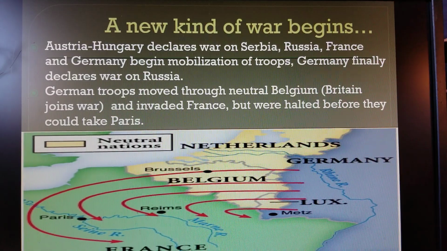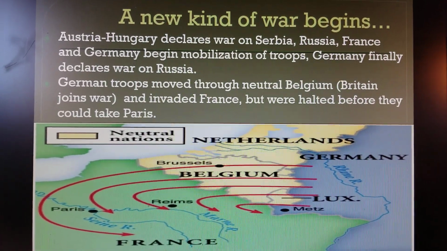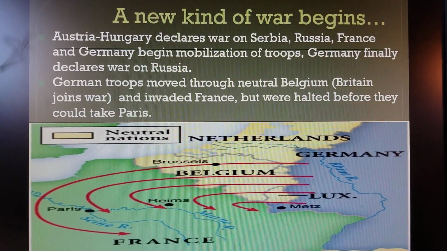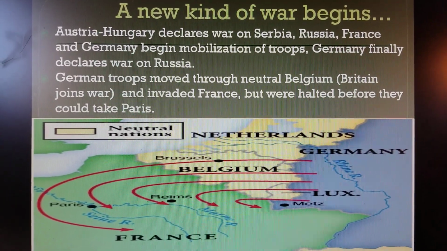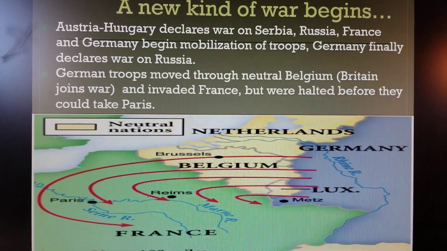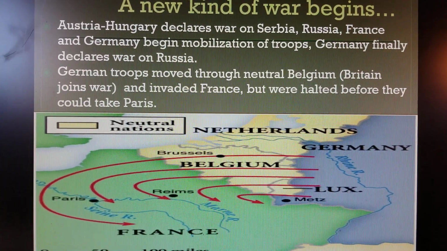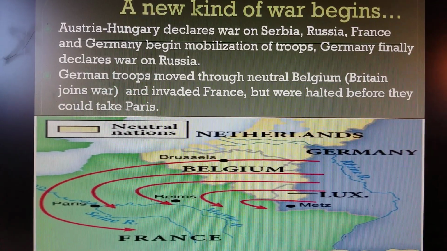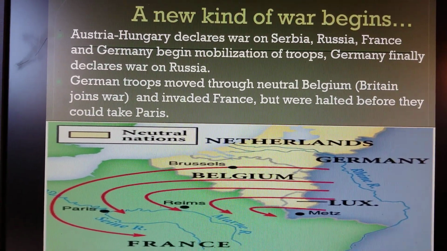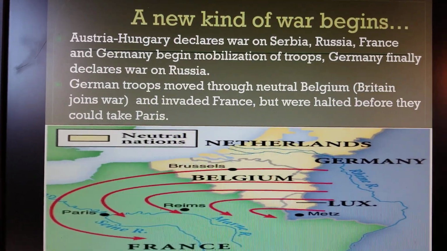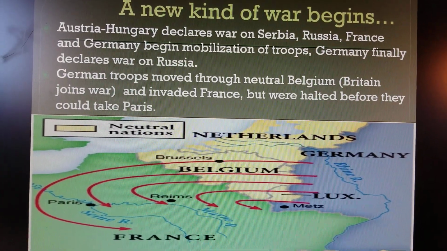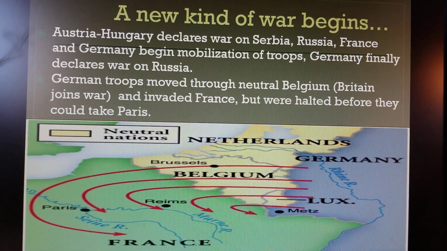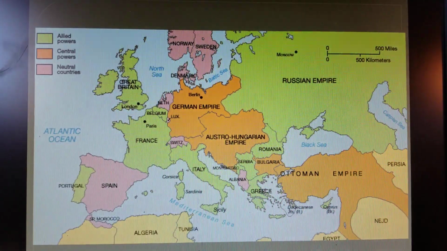The world had never seen a war like this, where Austria-Hungary declared war on Serbia, Russia, France, and Germany then began mobilizing troops and finally declared war on Russia. Well, when Germany declared war on Russia and then moved troops through Belgium, which was a neutral country, Great Britain joined the war because Great Britain was in alliance with Russia. And then German troops invaded France, but they were halted by the Allies before they could take Paris.